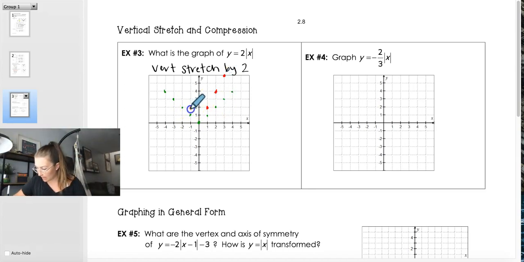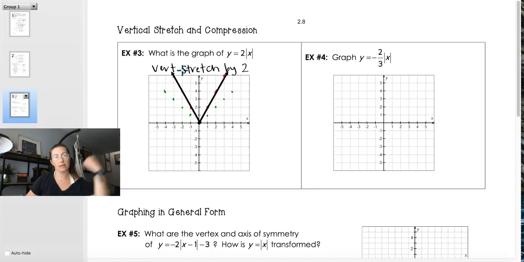Same with the other side. And now I should have a stretched out V, so it should have gotten taller and skinnier, which it did. So let's go ahead and connect those dots. Like so. Okay, so those green dots were my parent, and then the red dots were my new one with the stretch.